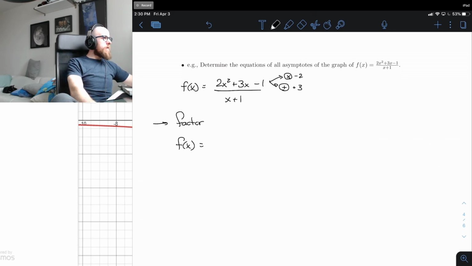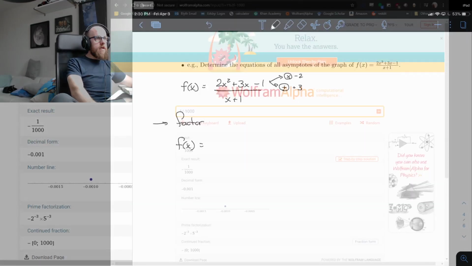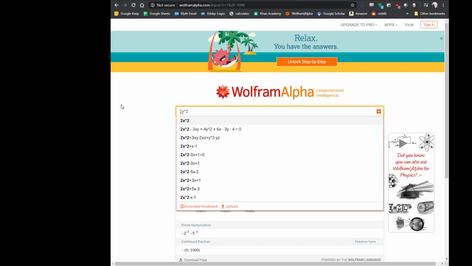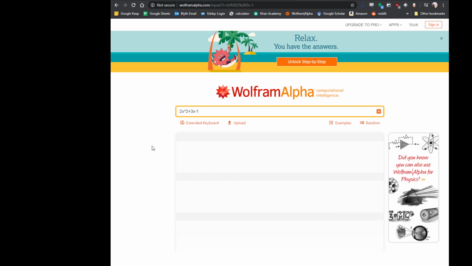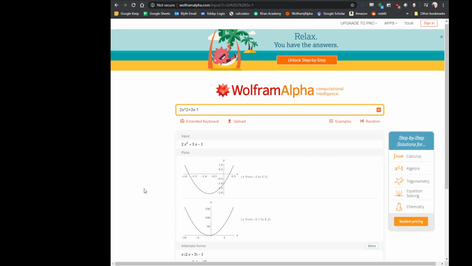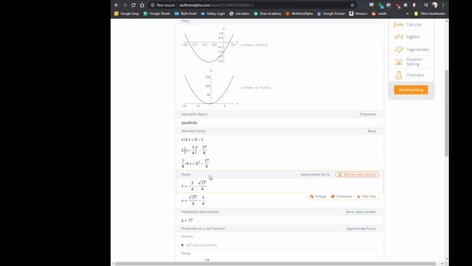We can use Wolfram Alpha to try to factor this for us. So let's see what we get. 2x squared plus 3x minus 1. I don't think it's factorable. Oh no, it's factorable, but we get some weird roots, right?